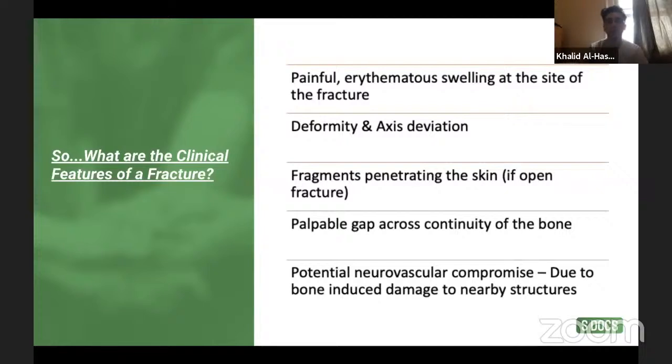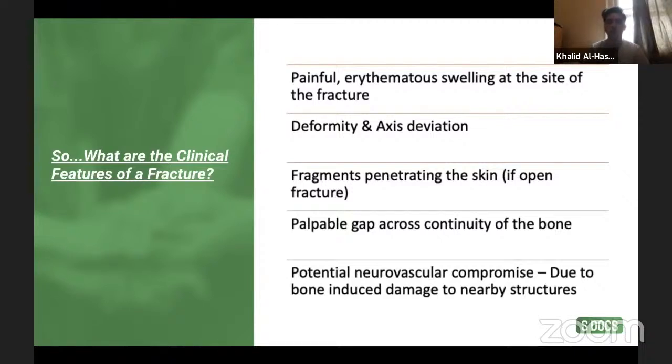Deformity and axis deviation. This relates back to the angulation of the fragments of the bone. Fragments penetrating the skin: if it's an open fracture, we'll see portions of bone passing through the actual soft tissue. A palpable gap. This is only natural as there is loss of continuity of the bone.